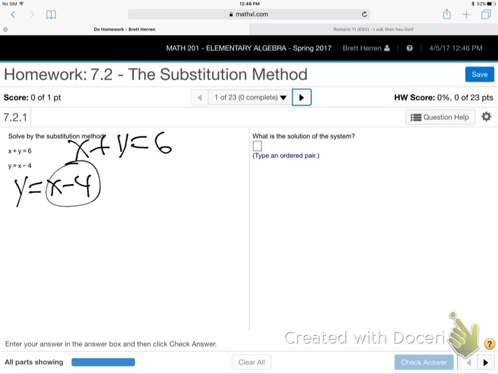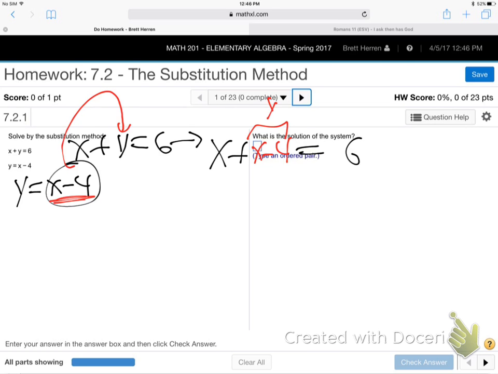Like a substitute teacher takes the place of the regular teacher. I'm going to take this and plug it into the other equation in the y slot. Why the y slot? Because y is x minus 4. So this equation will become x plus y equals 6, but instead of the y, what am I going to put in the y slot? X minus 4. Because y, which was right here, is x minus 4. Does that make sense? That's what the substitution method is. You plug one into the other.